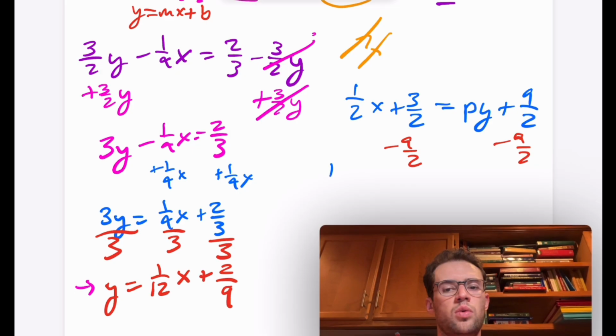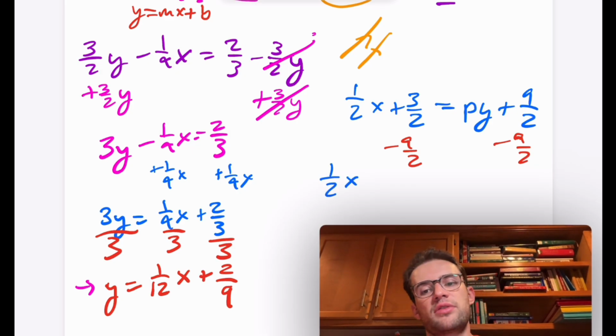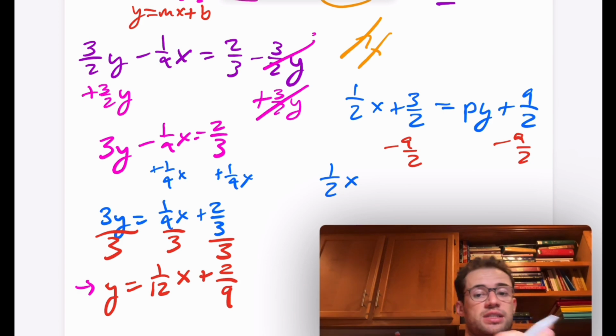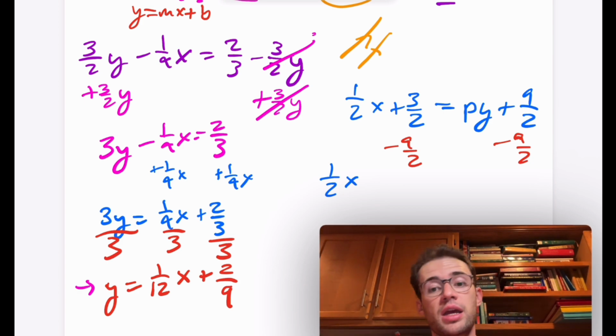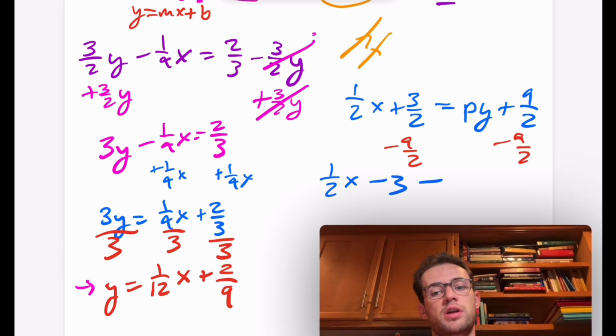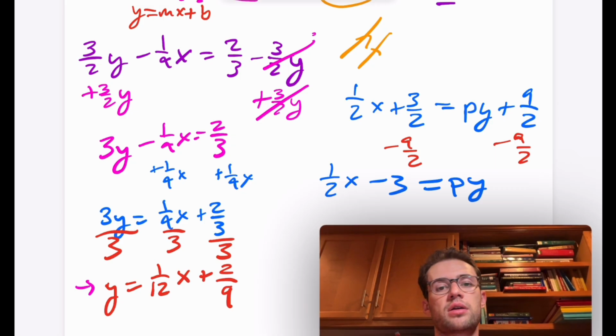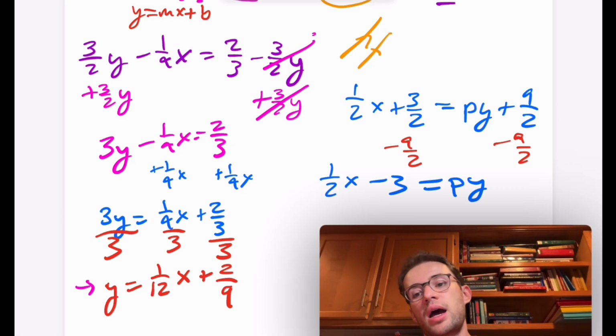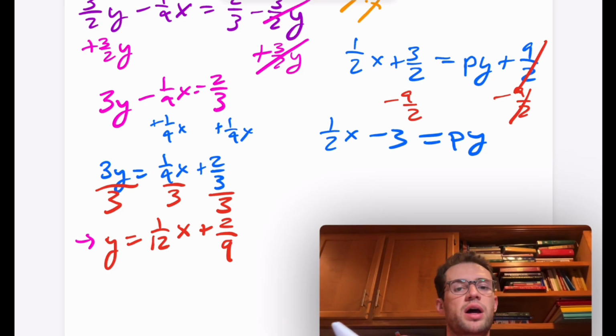That gives us 1/2 x positive 3/2 minus 9/2. You have to subtract 3/2 to get to 0, and then you have another 6/2, or another 3, to go down from there. So it would be minus 3. So 1/2 x minus 3 equals py, and then over here, the negative 9/2 plus positive 9/2 will cancel out and add up to 0. All right, so now we've got p times y alone.